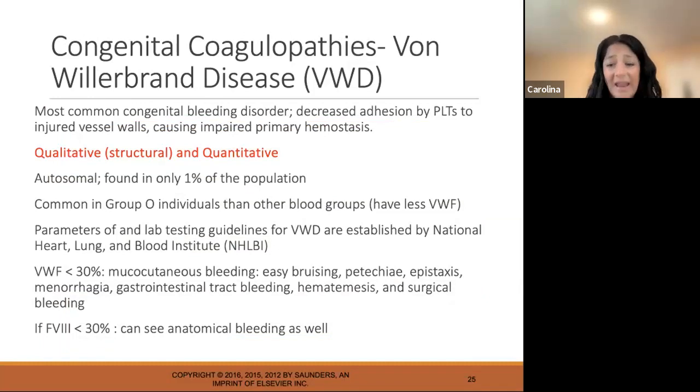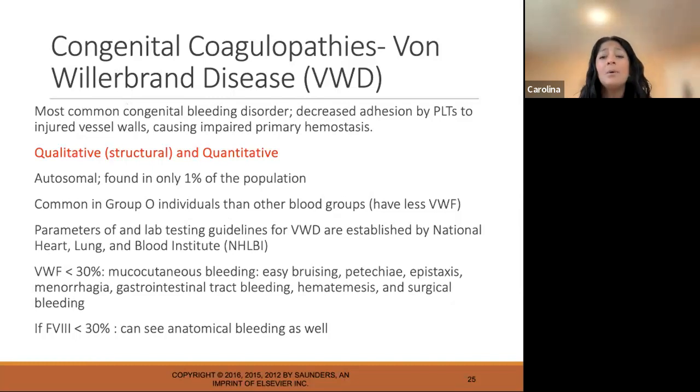So I'll move on to the congenital coagulopathies. These are the inherited forms, okay? So the inherited bleeding disorders. One major inherited bleeding disorder is von Willebrand disease. I'm sorry, I spelled that wrong here. That's not supposed to have an R here. It's just supposed to be Willebrand. So I'll fix that later on.